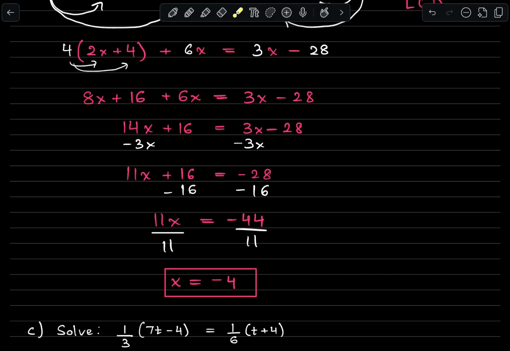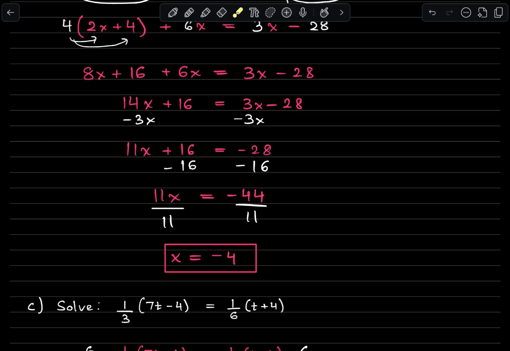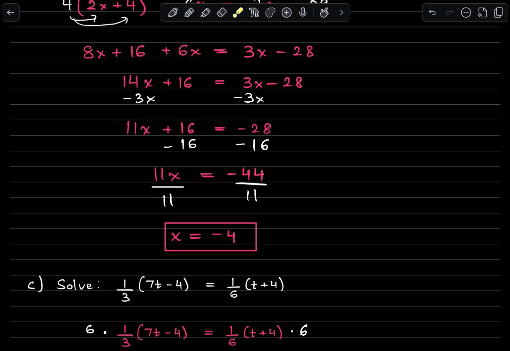Let's try one more. So again, we've got some fractions here. 1/3 times, in parentheses, 7t minus 4 is equal to 1/6 times, in parentheses, t plus 4. Why don't we just go ahead and again multiply by the least common denominator on both sides and just get rid of those fractions altogether.